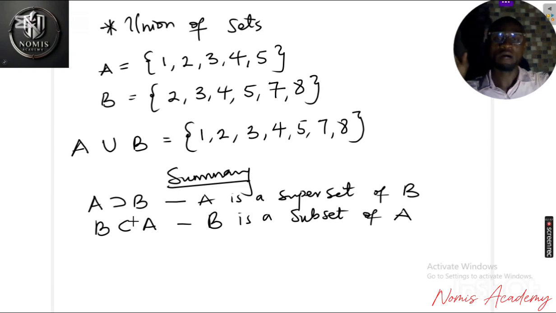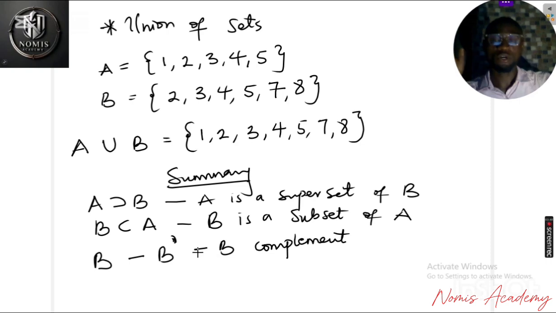So when we talk about complement, if B is a set and I'm looking for the complement of that set, it becomes B with this sign at the top. This sign we call an apostrophe, to indicate possession in English. So this apostrophe sign here is complement in sets. So this is B complement.